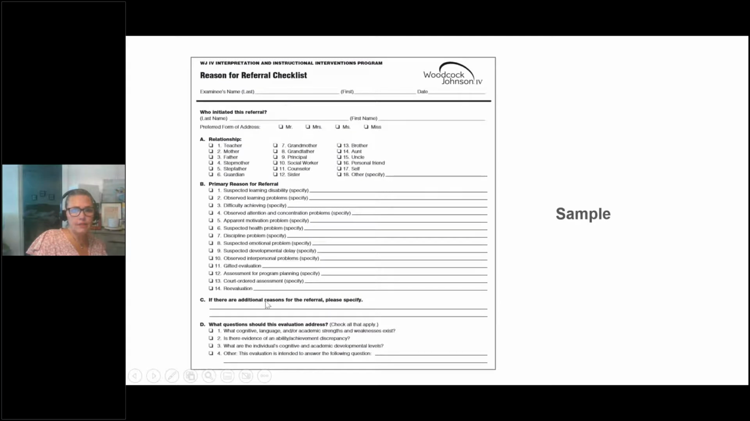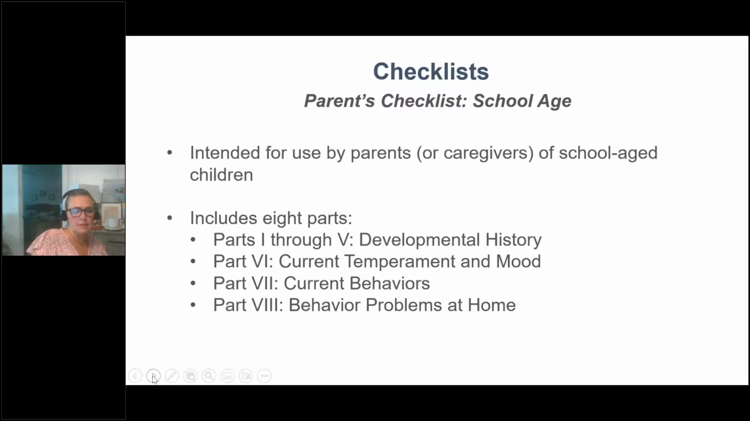Here's just a snapshot of the first page of the referral checklist. So it asks who initiated the referral, what is the relationship with the student. Here's the primary reason for referral, what is the area of suspected learning disability, observed learning problems, suspected health problems, any motivational problems, discipline, etc. So again, this can be printed out and completed and then entered into the WIIP program, or it can be included directly in the platform.